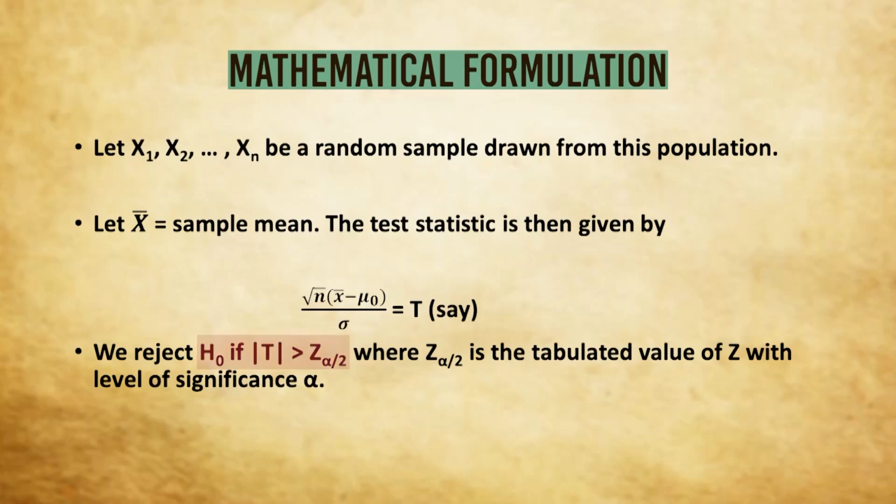Now what I mean by assuming H naught to be true, in this situation of a Z-test, is that the mean is equal to mu naught, the specified value. And we reject H naught against H1 if the absolute value of t is greater than z alpha by 2, where z alpha by 2 is the tabulated value of a standard normal variate z with level of significance alpha.